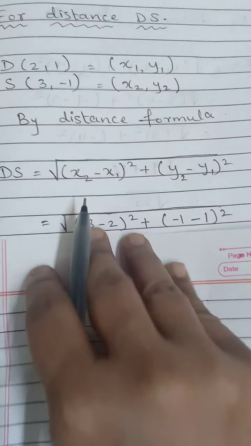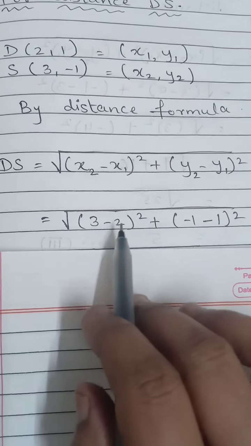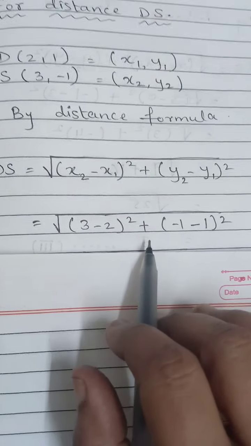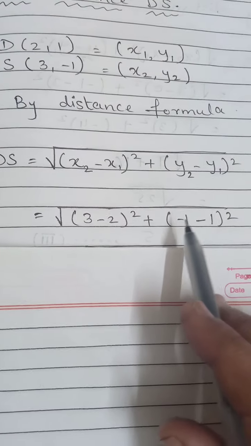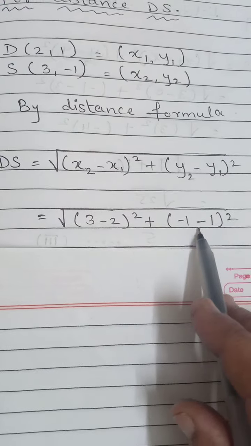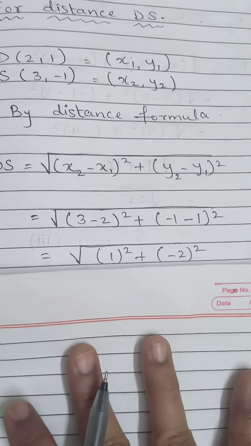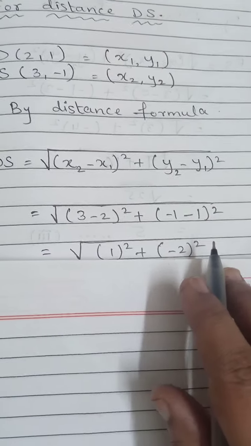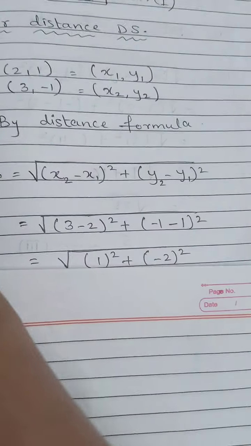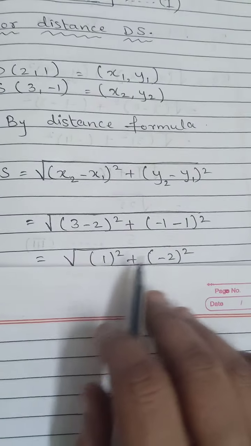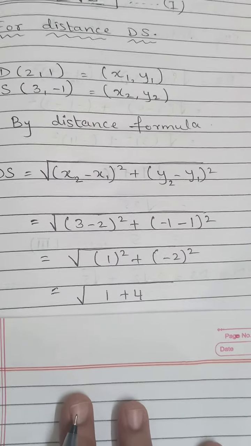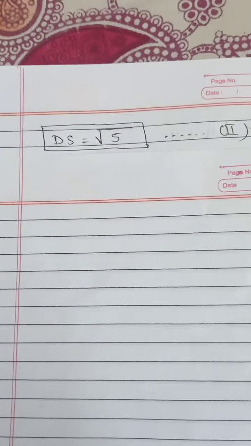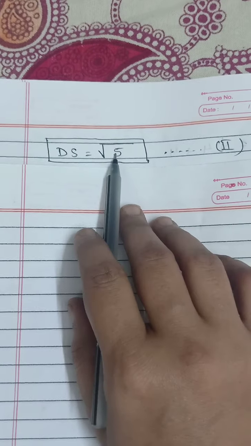Now how to simplify this bracket? 3 minus 2 is 1, so it will be 1 square. Then plus, minus 1 minus plus, so minus 1 it will be minus 2, then whole square. So it will be 1 square plus minus 2 the whole square. The square of 1, we know, is 1 only, and the square of minus 2 will be 4. So 1 plus 4 will be 5. So we have got DS is equal to root 5, and we have given it equation number 2.